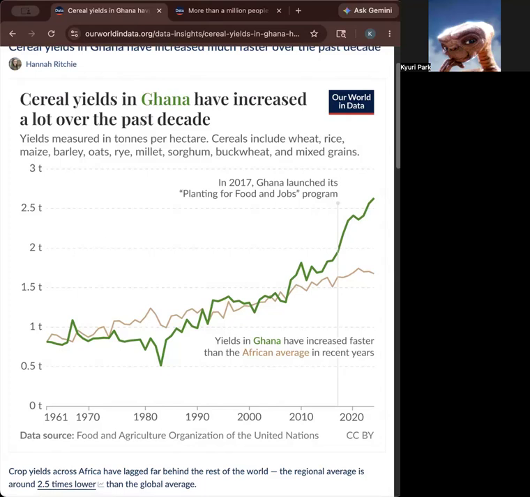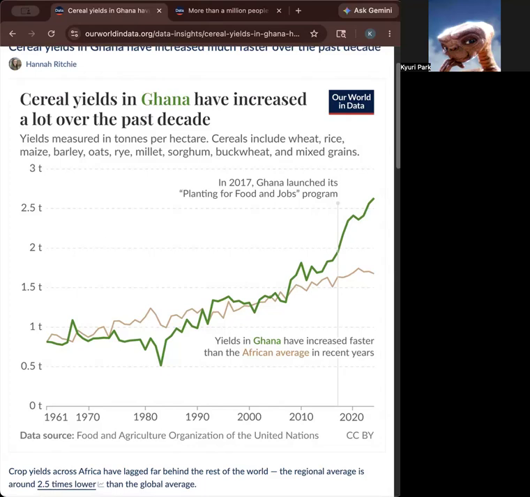So the author uses two lines, a green one for Ghana and a tan one for the African average. And the color makes it easier to read. Also, a small annotation marks 2017, when Ghana launched its Planting for Food and Jobs program. And this is a time series and comparison relationship.